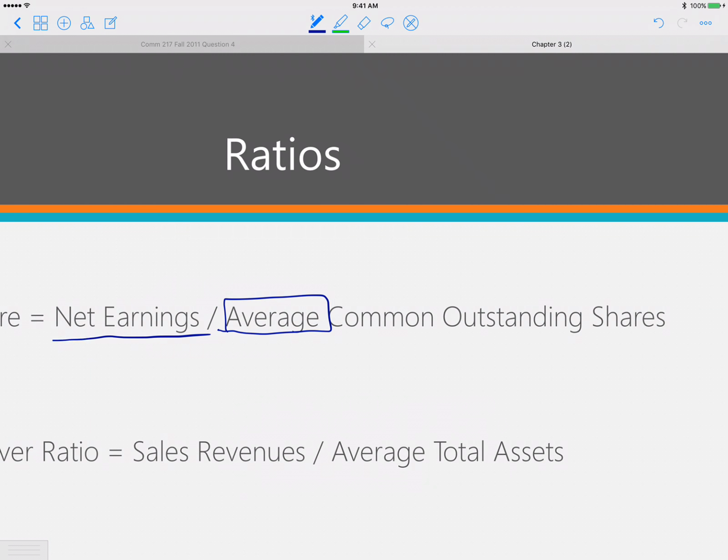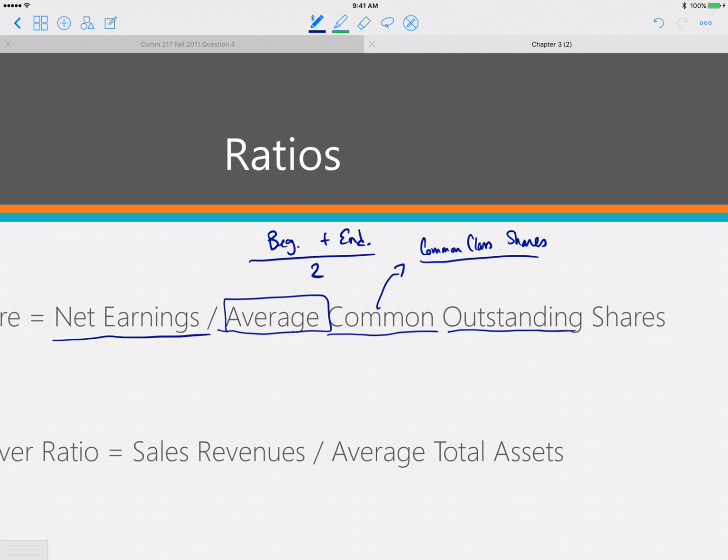Anytime that you see average in a ratio, it means the beginning balance, so the beginning of the year plus the ending of the year divided by 2. So it's just asking for the beginning plus the end over 2. Common outstanding shares. So shares have many classes, and this is your common class shares. And on your midterm, the only type of share you're going to see is your common shares. And for the final, you're going to see different share classes, but at that point, you're all going to be pros and you're not going to be worried.